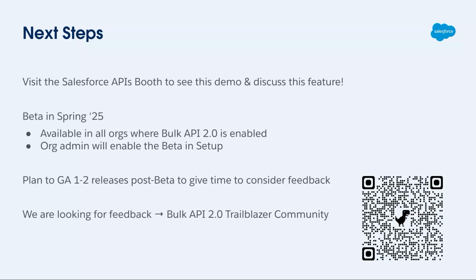So I really do encourage you, if this is something that is interesting to you, start to play with it when Spring 25 sandboxes come out, and give us that feedback so we can incorporate that when we go GA. And as I mentioned, we are looking for feedback, and there is a Bulk API 2 Trailblazer community for that feedback. This QR code will take you to that community.